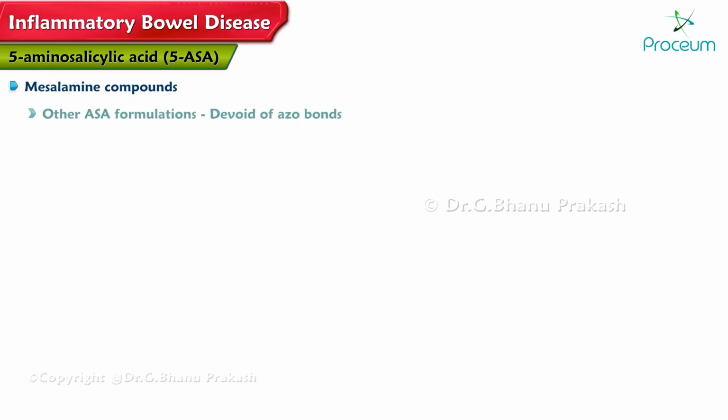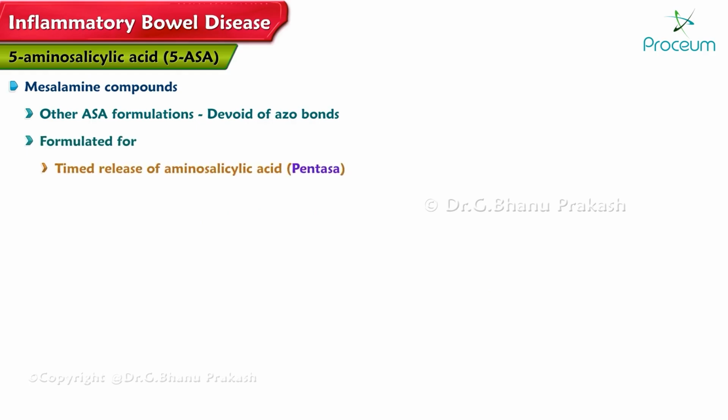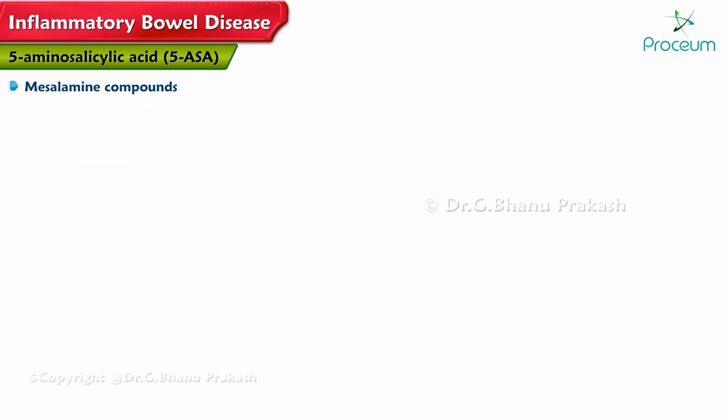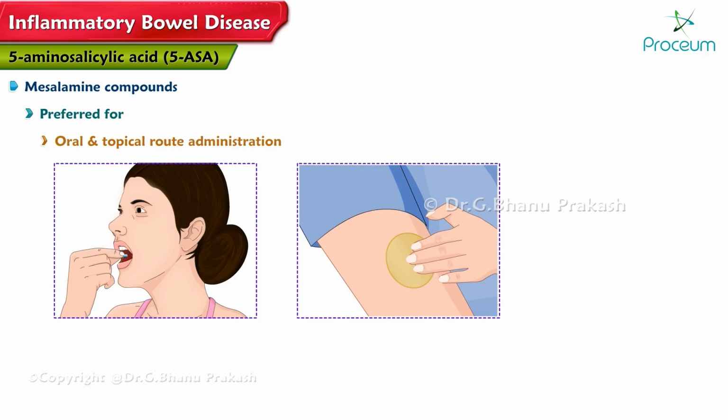Mesalamine compounds. Other ASA formulations which are devoid of azo bonds are together called mesalamine. They are formulated for timed release of amino-salicylic acid, known as Pentasa, or resin-coated pH-sensitive compounds, known as Asacol and Apriso. Some are given in the form of rectal suppositories, Canasa, or as an enema, Rowasa, for delivering high concentrations in the rectum and sigmoid colon. They are preferred for oral and topical route administration and are devoid of sulfonamide-related hypersensitivity reactions.